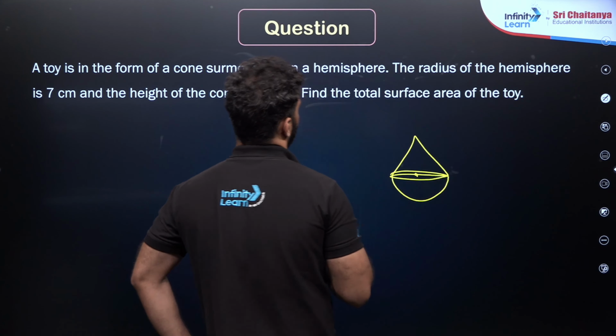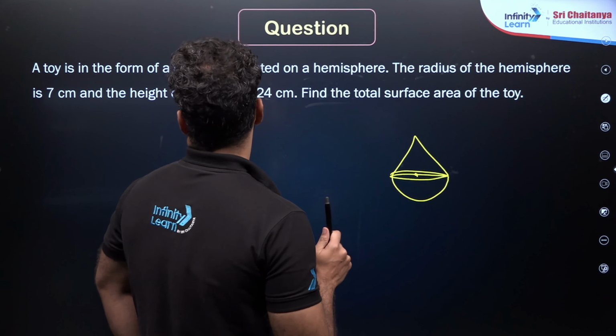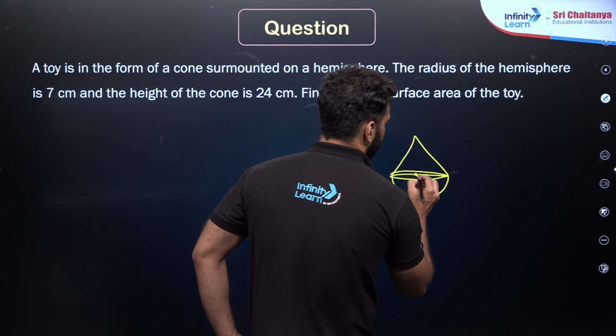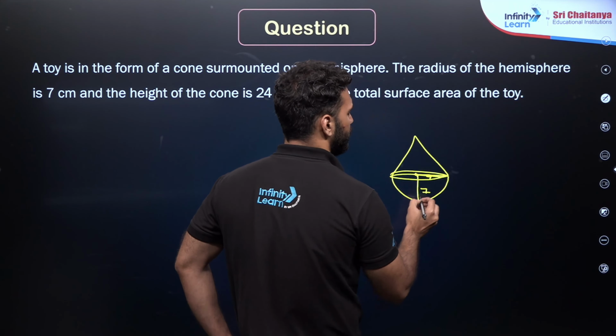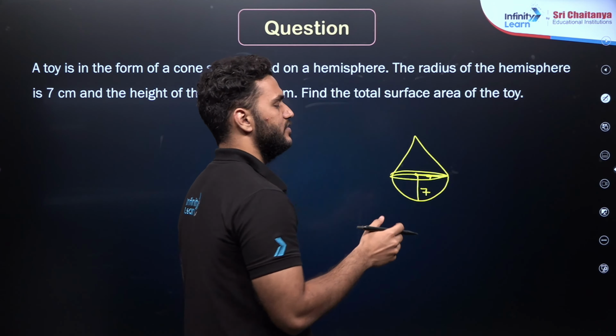Such a kind of toy. The radius of the hemisphere is 7 centimeter. Okay, this value is 7. Then what about this value? This value is always 7 because it is a hemisphere. What is the condition of a sphere?